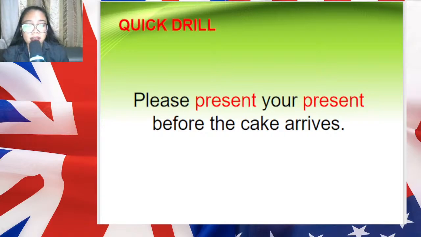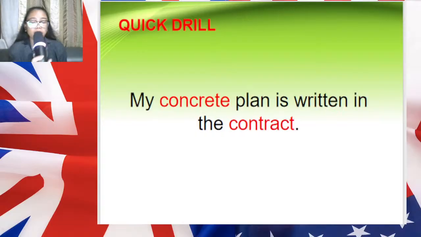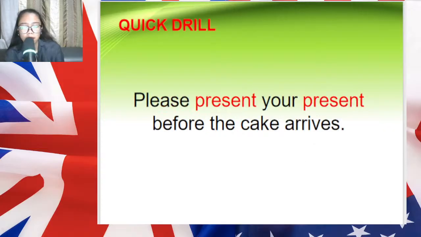Again, present. First syllable is stressed. Okay? Not present. All right? So again, please present your present before the cake arrives. Here, the word is subtle. It's still a noun, and of course it means a gift. Something wrapped, maybe with a bow, that you give someone during a celebration.